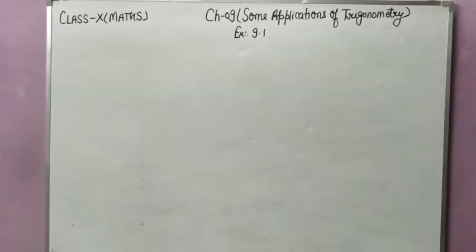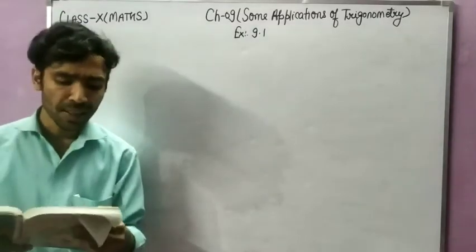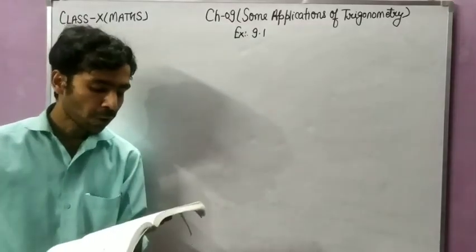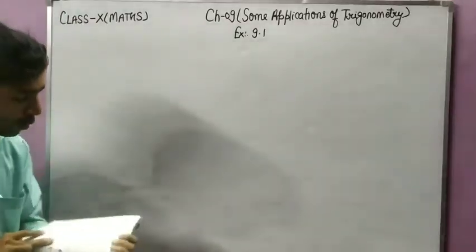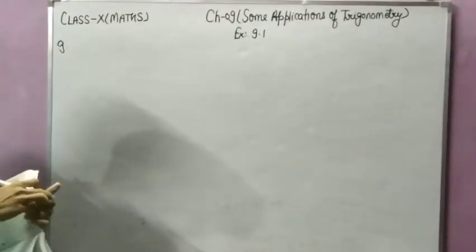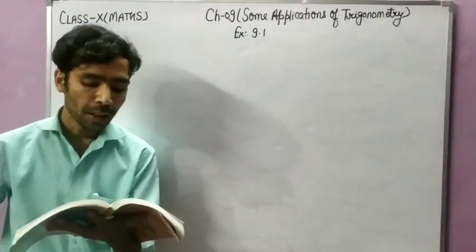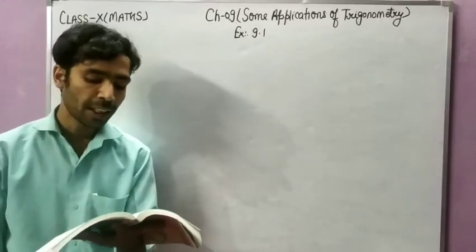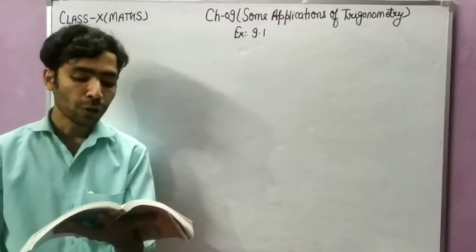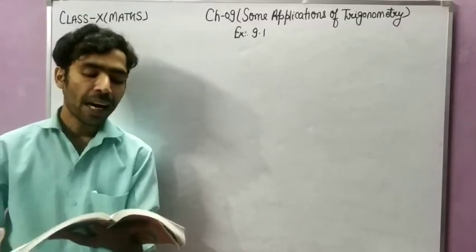Now student, question number 8. Question number 8 is the same as question number 6, so you can do that question by yourself. I am going to solve question number 9. What is question number 9? The angle of elevation of the top of a building from the foot of the tower is 30 degree, and the angle of elevation of the top of the tower from the foot of the building is 60 degree. If the tower is 50 meter high, find the height of the building.